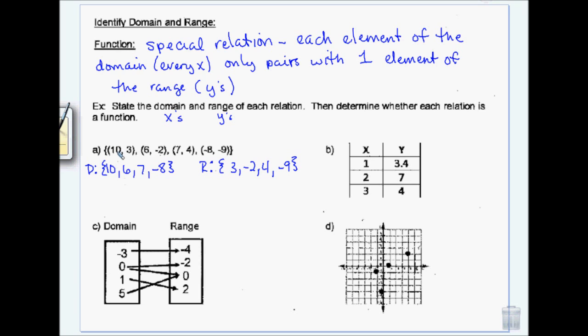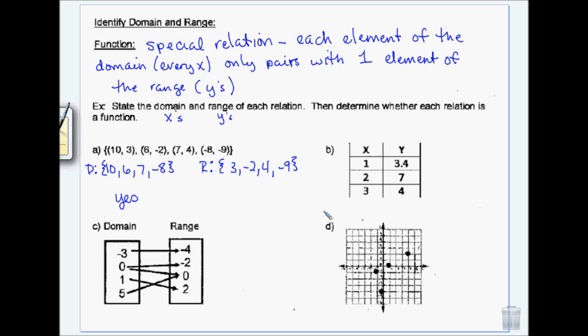Okay, to tell if it's a function, I'm going to look at, I have a 10, a 6, a 7, and an 8. I don't repeat any x's, therefore it's not possible that any of these x's is going to a different number than the one it was paired with, right? So there's 10 with 3, but there's no 10 with anything else. Same with the 6. There's a 6 with a -2, but you don't see 6 with anything else. So it is a function.